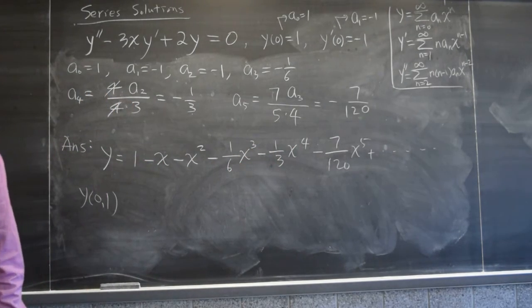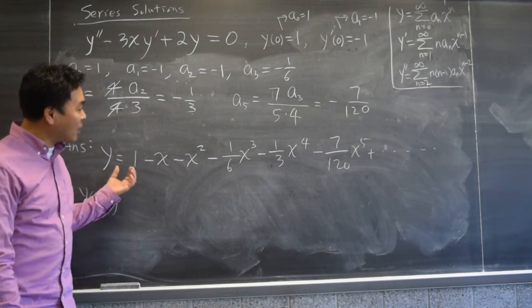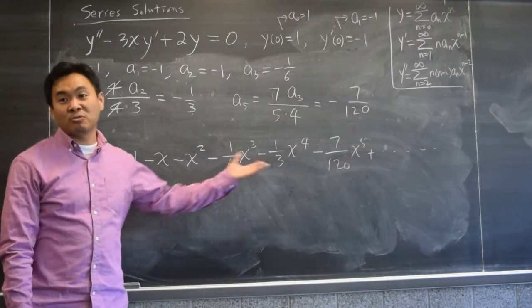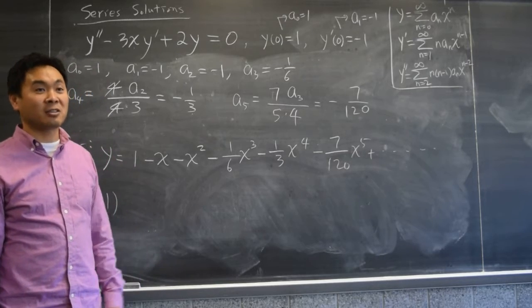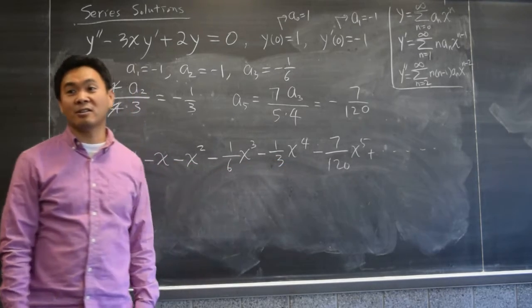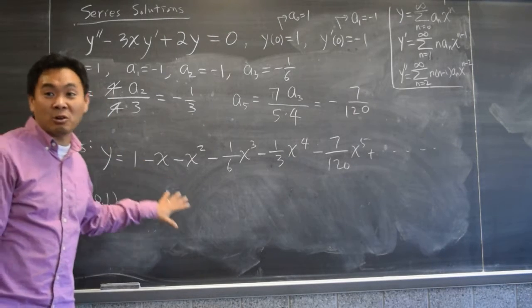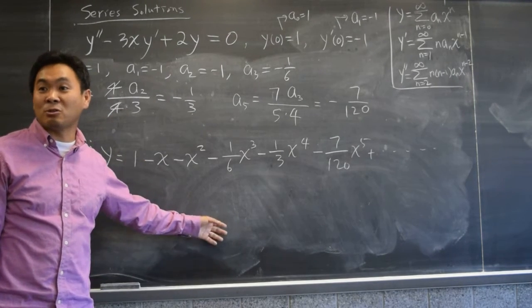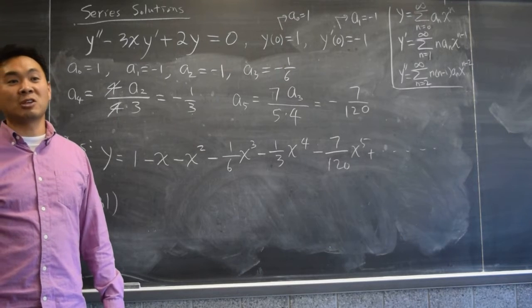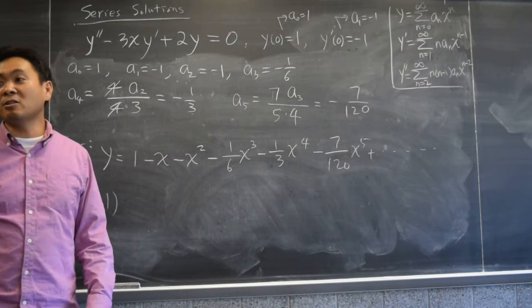Yes? On a test, how far down do you want us to go? Yeah, so in the actual exam, often I will ask, find the first 5 non-zero terms, something like that. So you would stop somewhere here. Or sometimes I would just ask, find the recurrence relation. So you stop at the recurrence relation. Sometimes that could be the question. Any other questions on this?